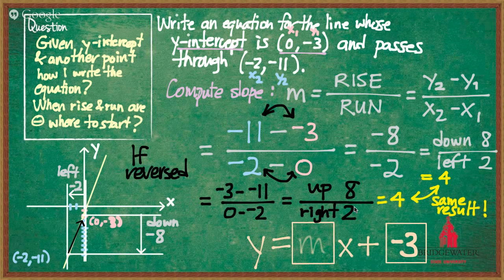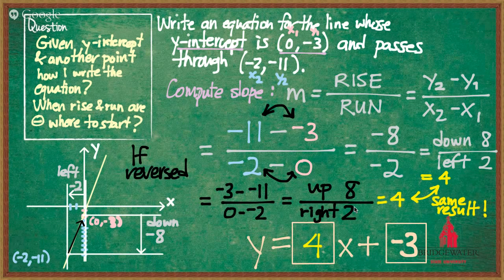As long as we remember that having both of them negative means moving down and to the left versus having both of them positive means moving up and to the right, depending on which of our 2 points we choose to be our x1, y1 and which one we choose to be our x2, y2, we're going to get the same line and the same equation once we drop that m into our mx plus b format. So it doesn't matter which point you start at.